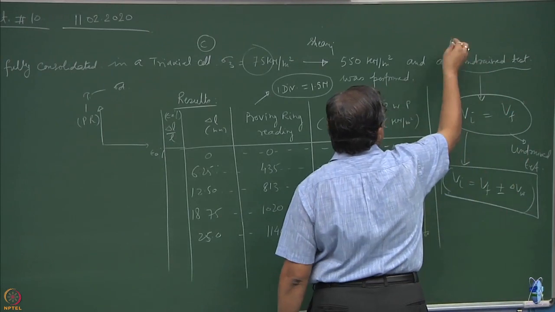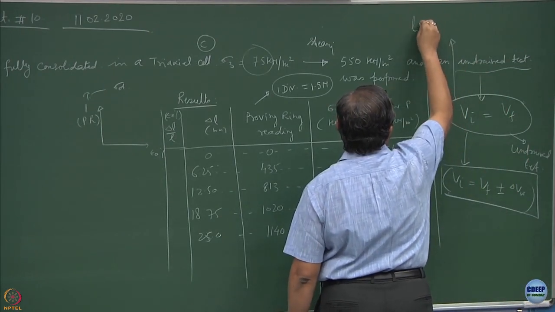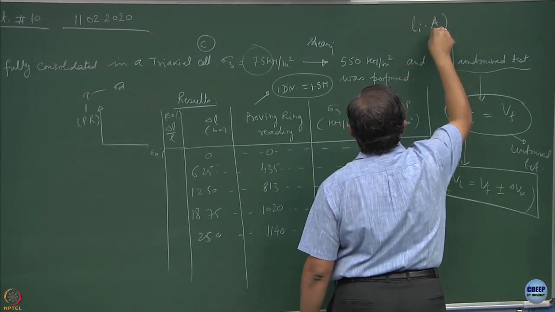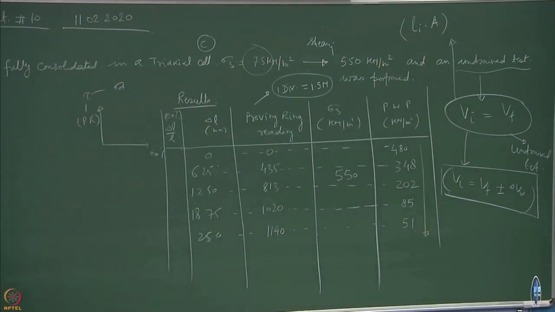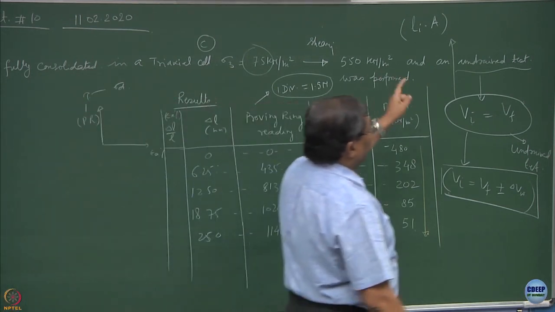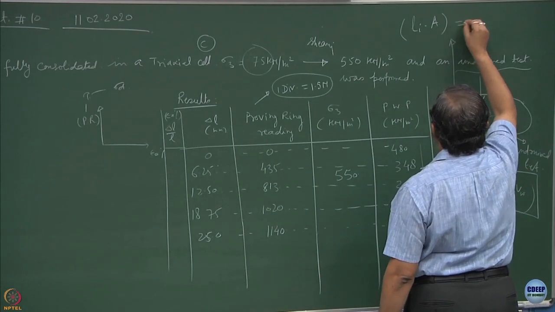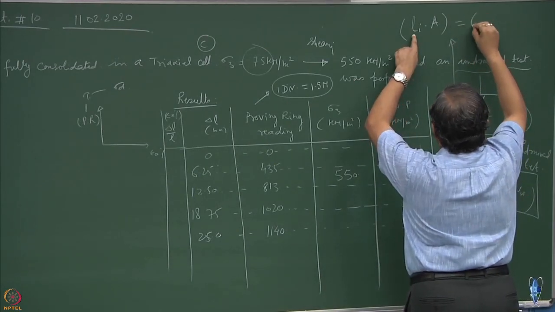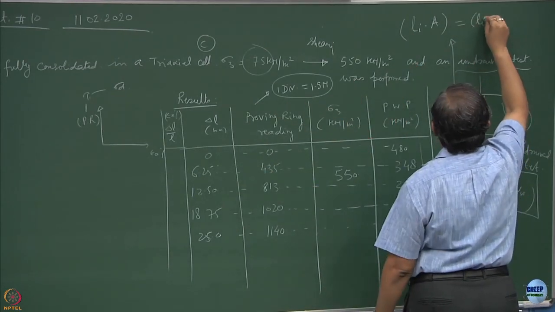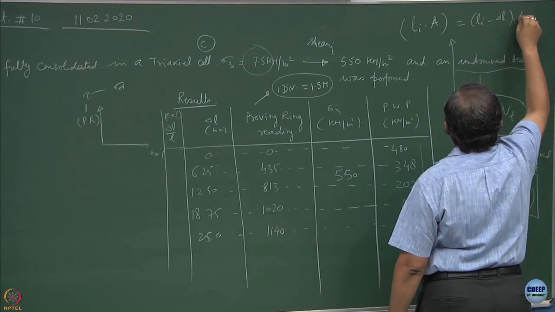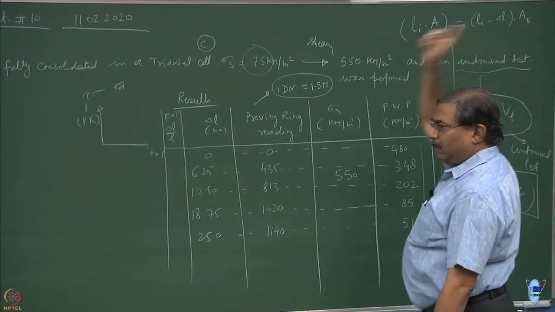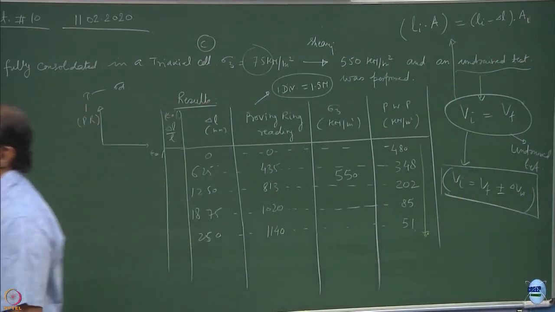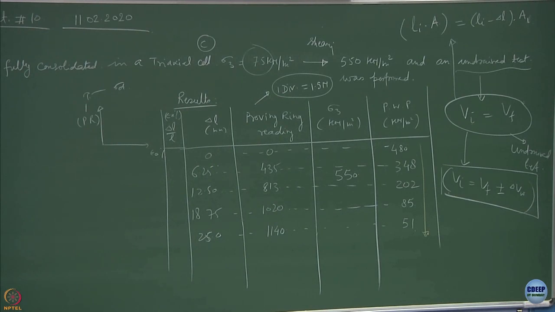So, initial Vi is the length of the sample multiplied by the area of cross section. This we maintain constant in the triaxial test. We do not normally allow the area of cross section to change, but it is going to change. And then what is going to happen? The final L will be Li minus delta L, into A final. Let us write it as A1 because F will be used for failure. So, from here I am getting the area correction factor.